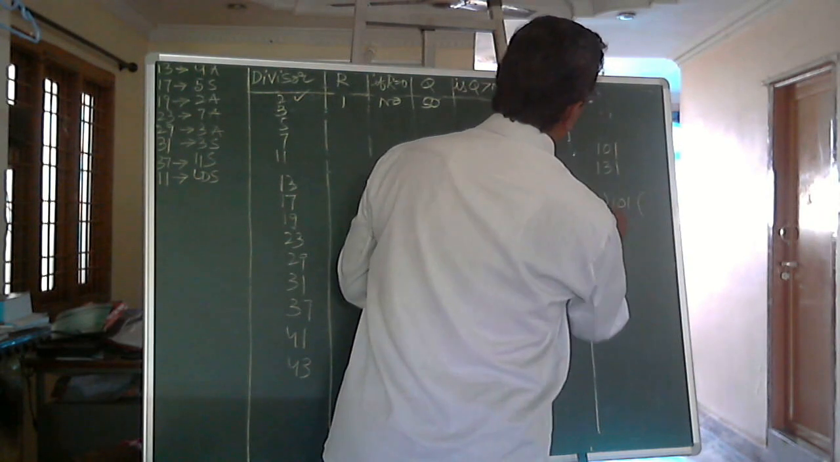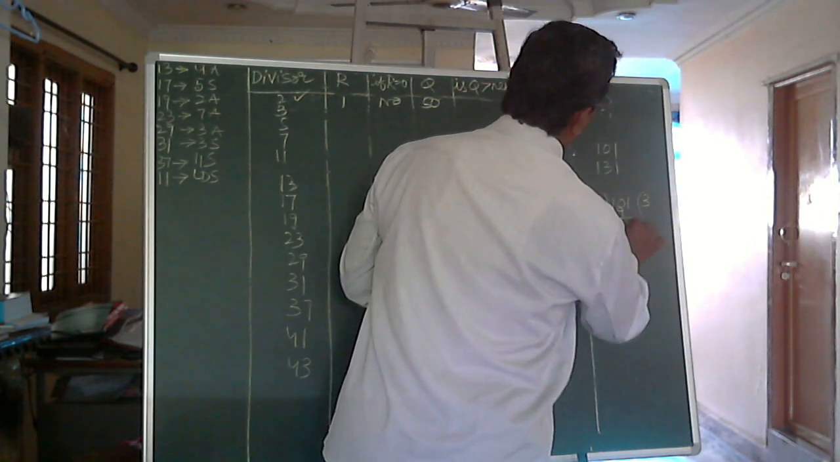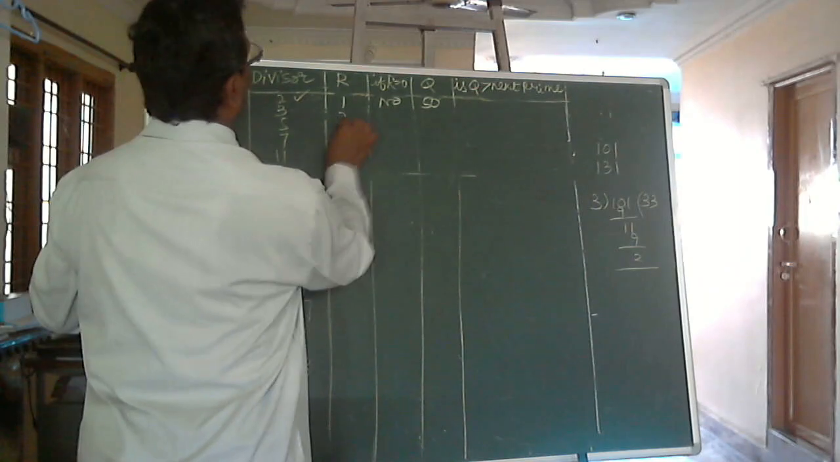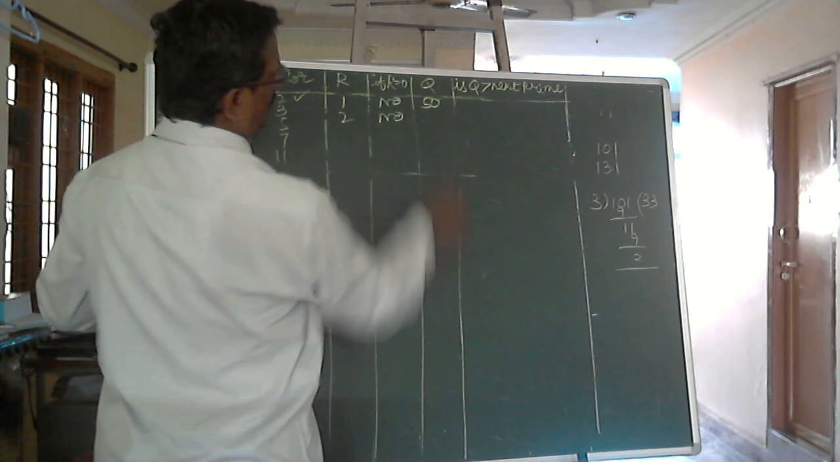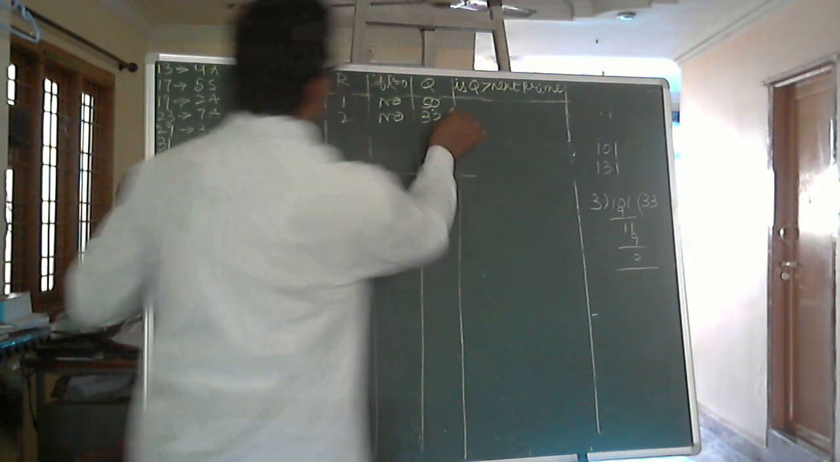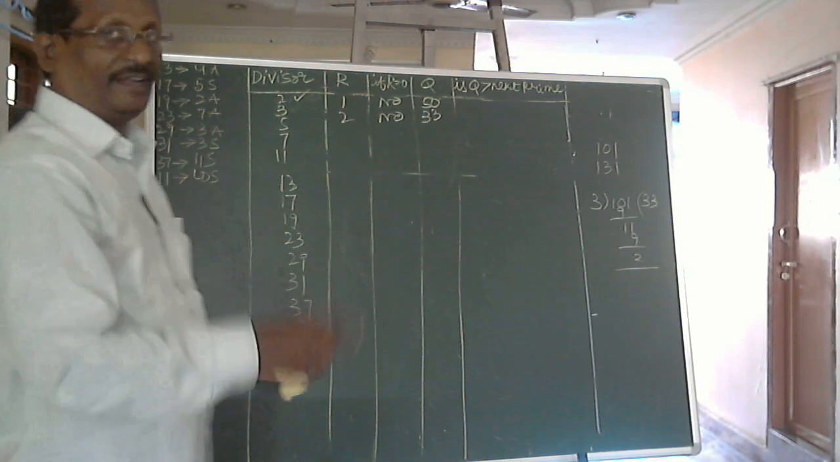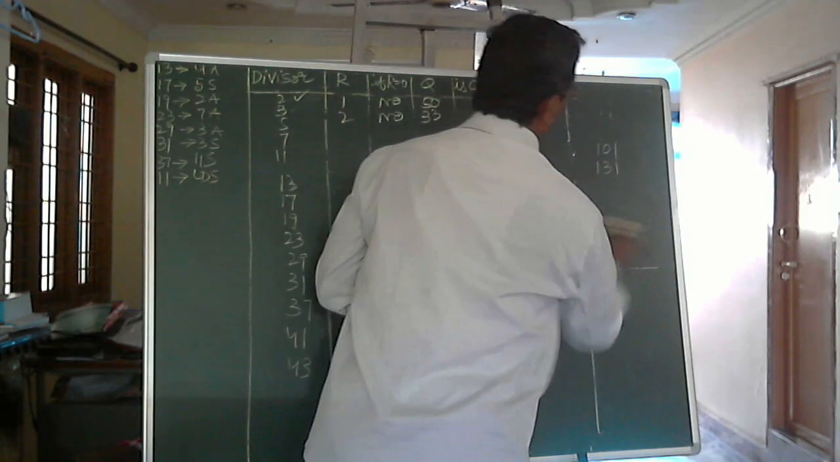101 divided by 3. 3 threes are 9, 1 1 11, 3 threes are 9, 2. We are getting the remainder 2. Remainder is not equal to 0. Quotient is equal to 33. This 33 is greater than the next prime number 5. So divide again by 5.